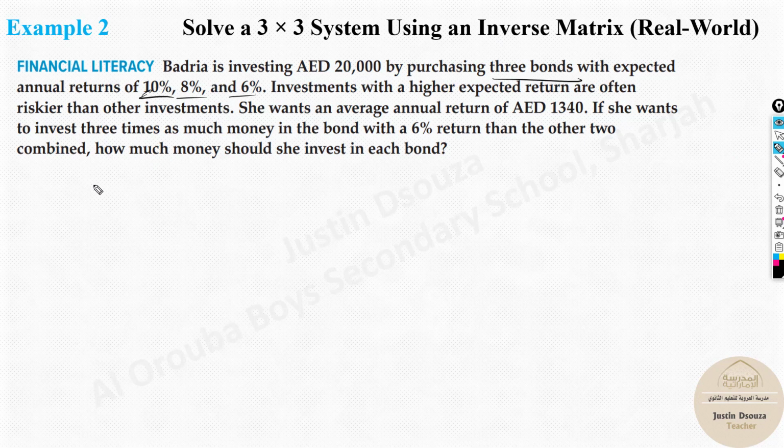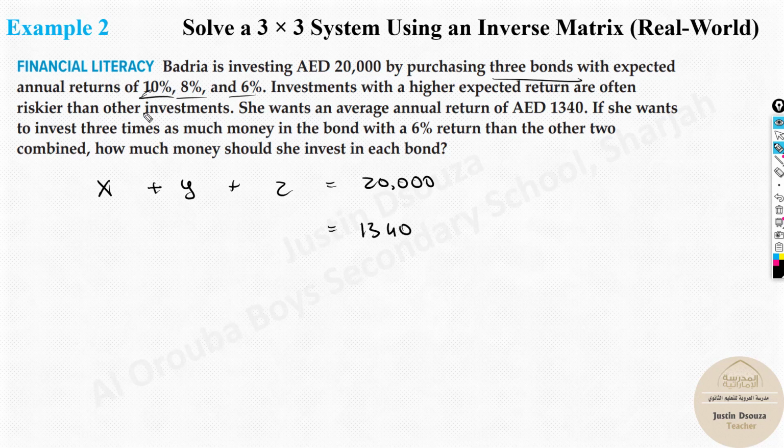The first one, imagine the bond 1 is x, let's consider, because I don't know what it is, plus y plus z. How much money is invested? It's 20,000. So if you add all three bonds, the total money is 20,000. The next equation is the annual return. See, the annual return is how much? The money obtained, what she's aiming for, is 1340.